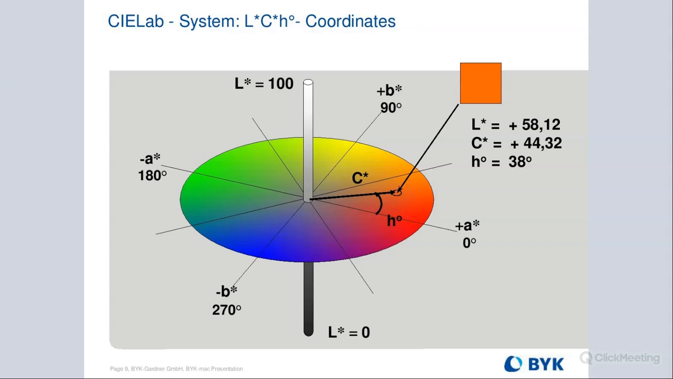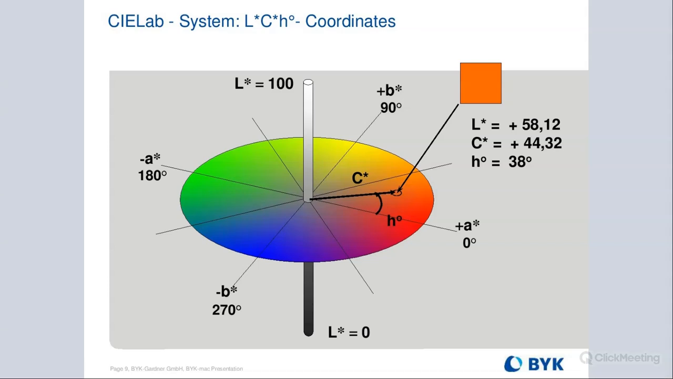With that, we're able to identify where we are in color space, but this is more for identifying very chromatic colors. For this example here, again, we have an L value of positive 58, so we're about a gray-like color. We have a C value of positive 44.